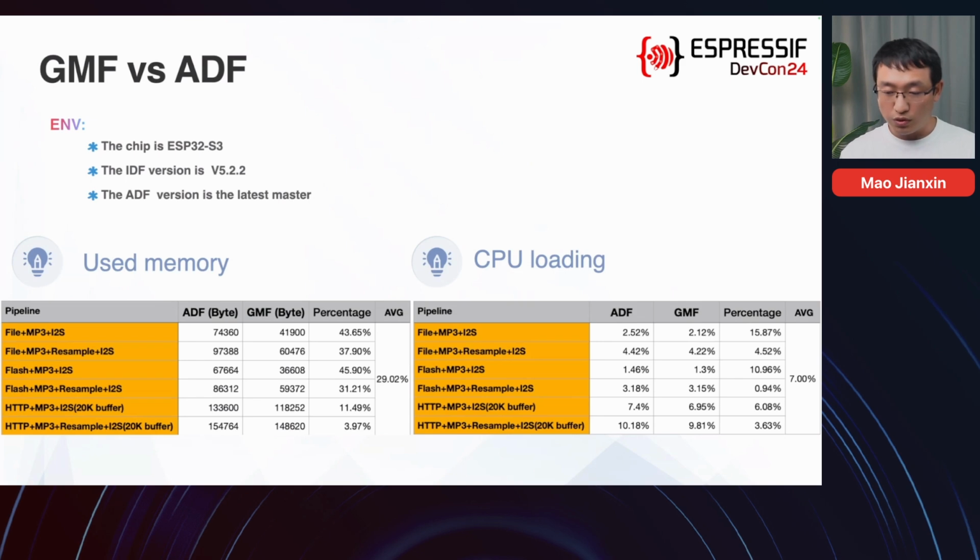The table shows that GMF saves an average of 29% in memory usage and reduces CPU loading by an average of 7%. This greatly simplifies the integration of audio functions into resource-limited chips.